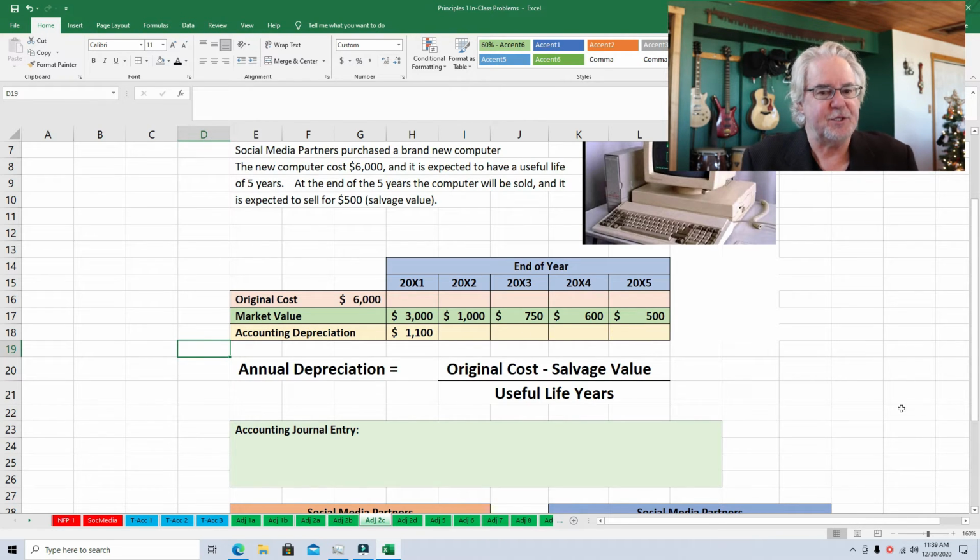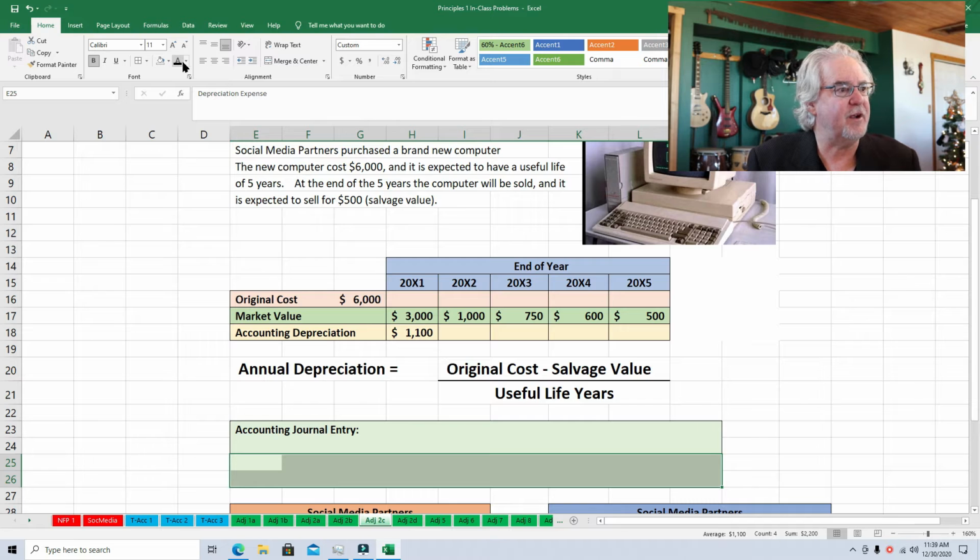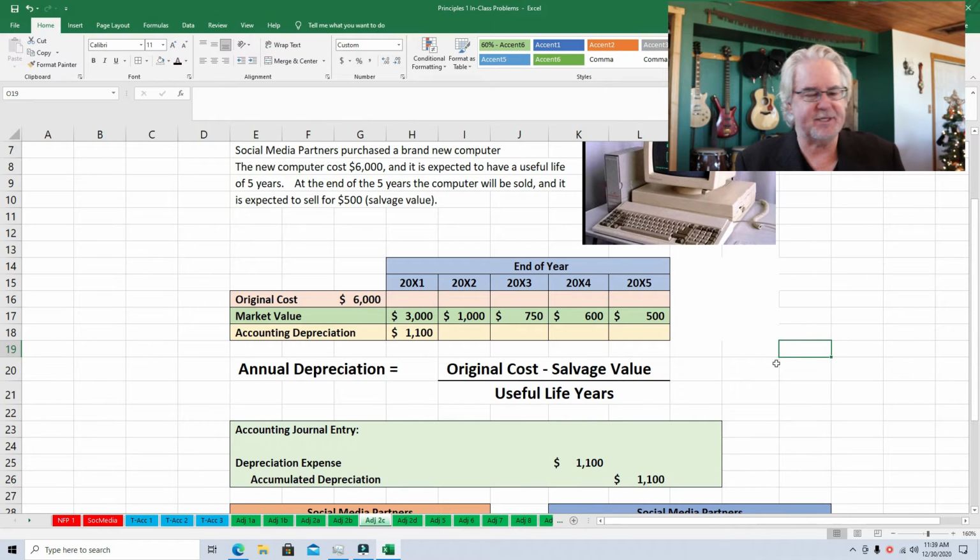So there you go. Each year, the accountant would do this journal entry right here. It's very easy. It never changes. It's always the same: depreciation expense and accumulated depreciation. Depreciation expense always goes on the left-hand side. Expenses are debits, so just put that first. And it's for $1,100. And accumulated depreciation, that is going to go on the balance sheet, and that's for $1,100 too.